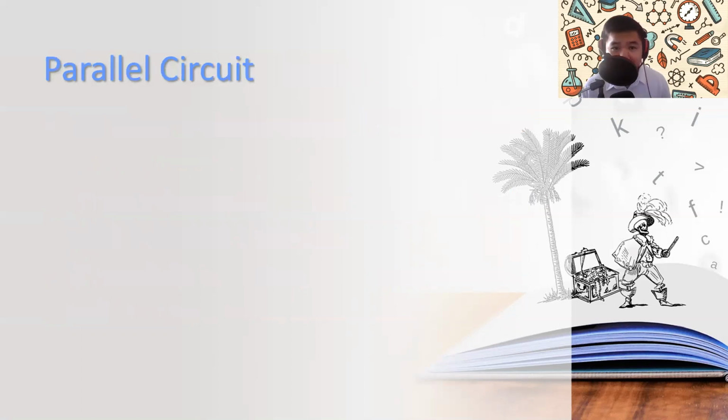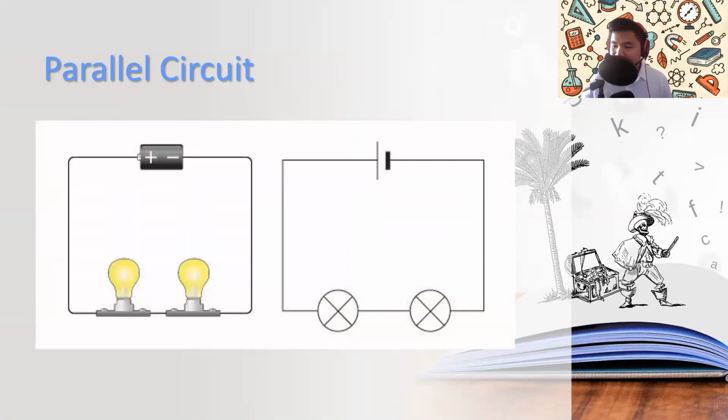Now let's go with a parallel circuit. Wait, this is not a parallel circuit. I'm sorry, this is a series circuit. Okay, this is a series circuit. Okay, look here. It's a series circuit because, let me just find the pen here, there are two bulbs here and here.